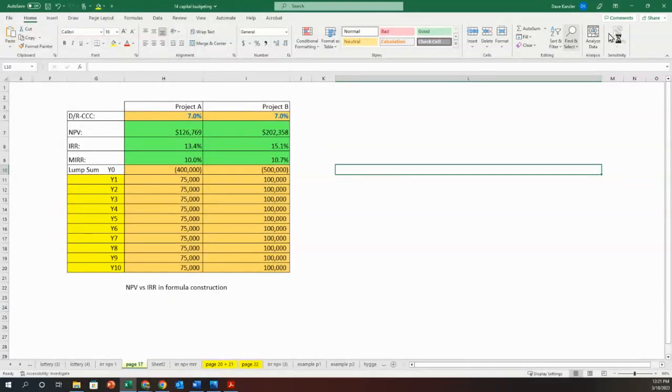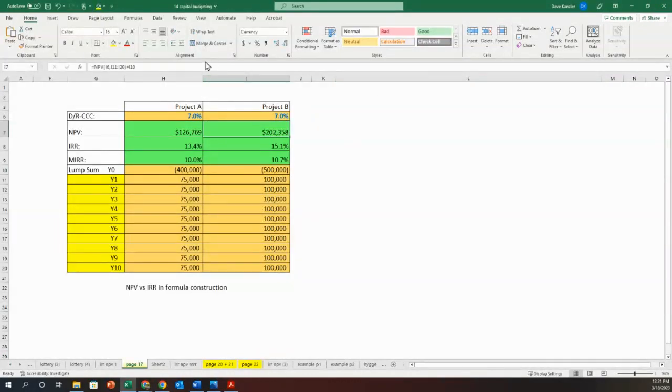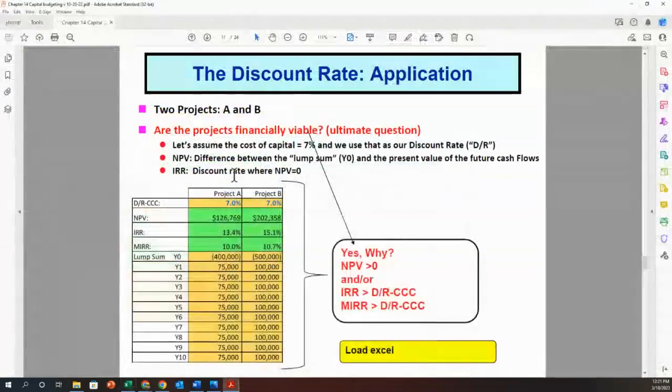Okay. Same with the other one. Okay. You can pause the lecture notes if you want. Pause the video. Okay. So the net present value of project A is 126,769. Project B, 202,000. The internal rate of return, project A is 13.4%. Project B is 15.1.